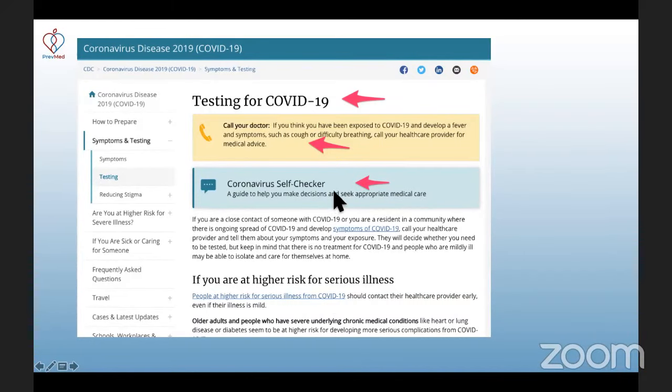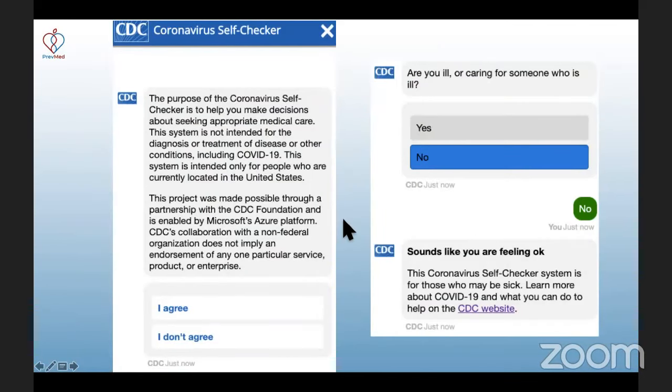So now we've gone through the quote testing page on the CDC site. It's about symptoms and practical management of symptoms and practical management of care. It's not about testing. Then they send you to the coronavirus self-checker. Now let's go through the coronavirus self-checker. Again, it's a symptom checker. It's helpful, but again, it doesn't get into testing.